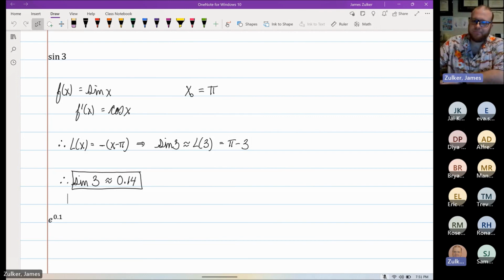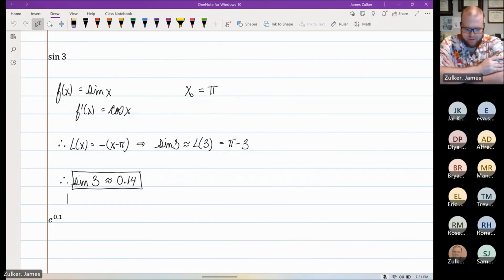And we're back. I think this is the last one for linearization. E to the 0.1.